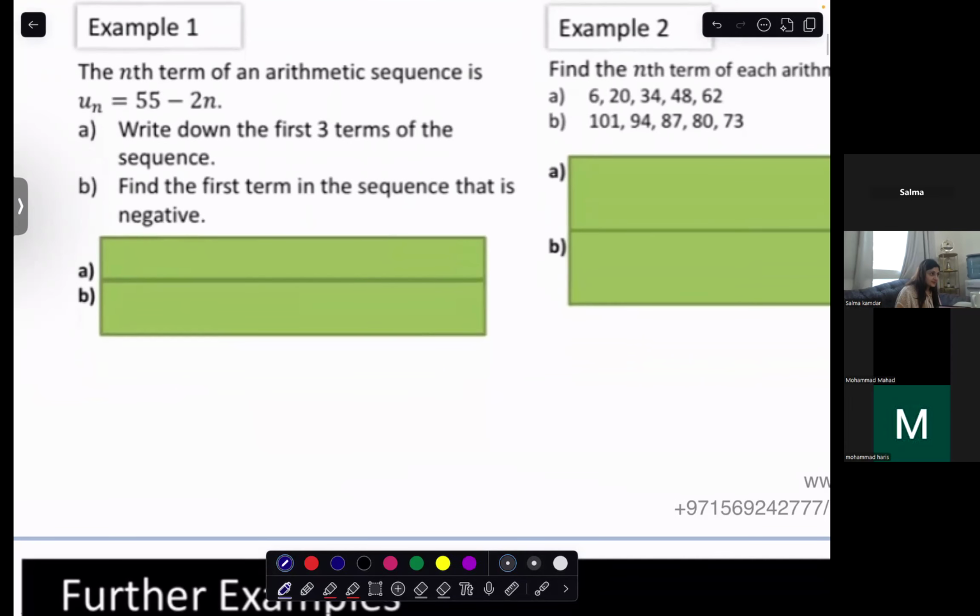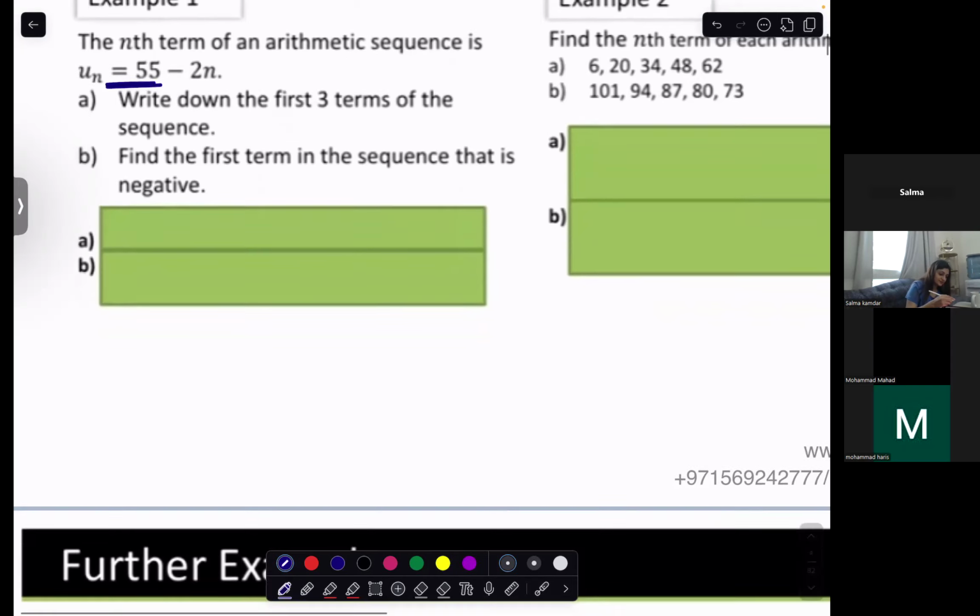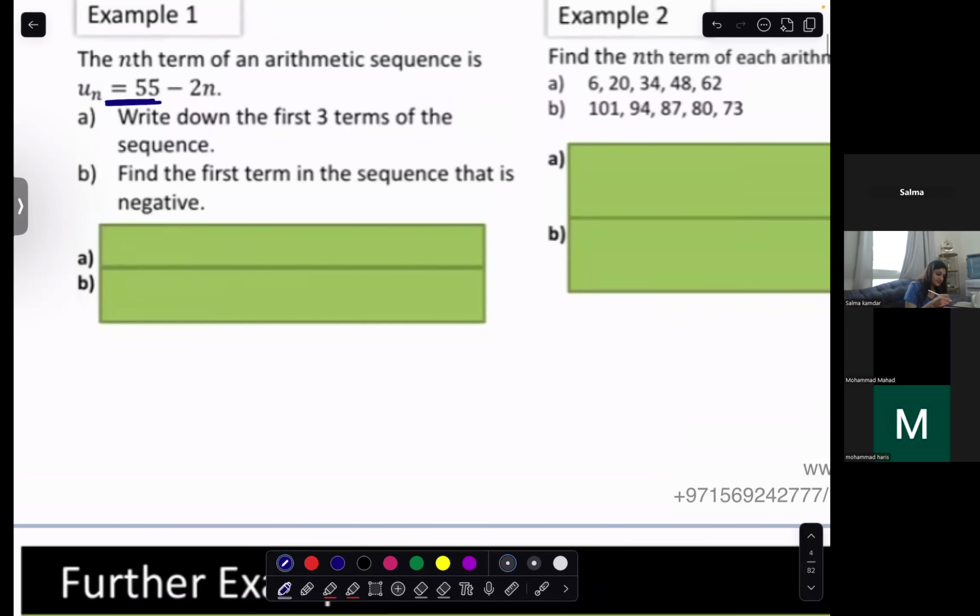We need to write down the first three terms of the sequence. They are telling us the nth term is 55 minus 2n. Can you give me the first three terms of the sequence, please? Yeah, so 53, 51, and 49.